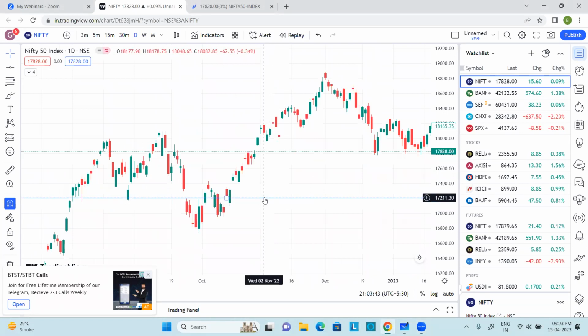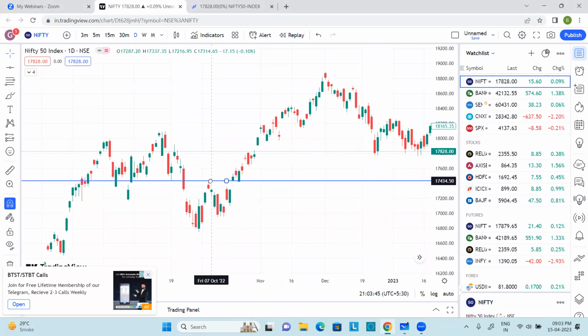And this one is also an example. You can see price has opened above the resistance and closed above the resistance. So this is the breakaway gap.